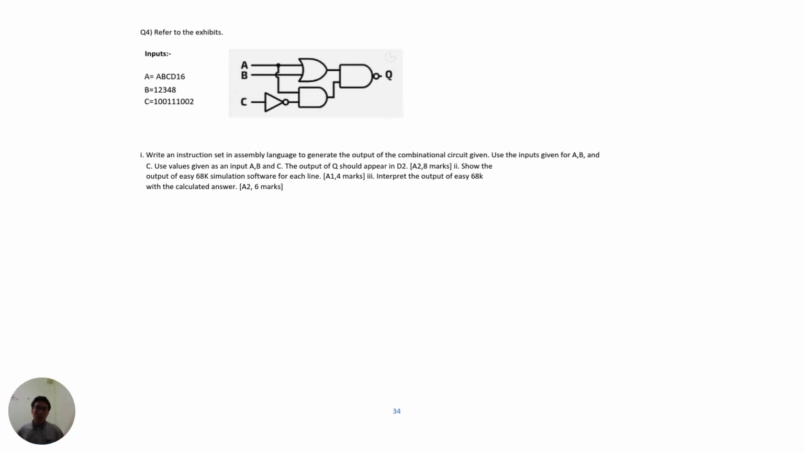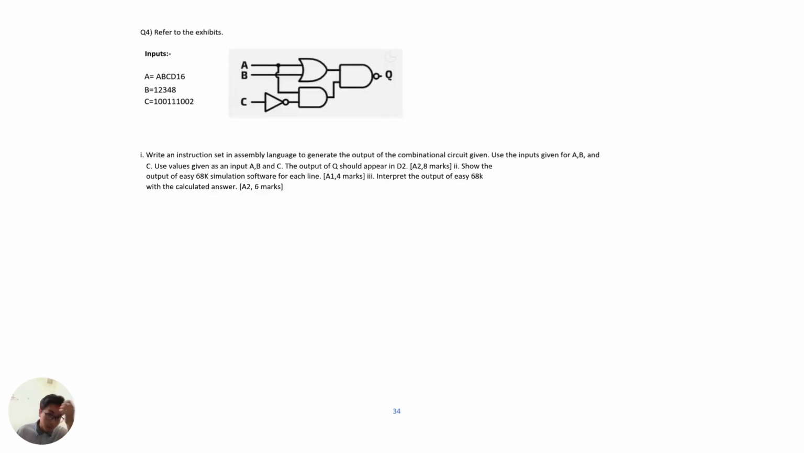So here we're going to do the AND operation, sorry, not AND. We're going to do the OR operation for A and B. A is ABCD. B is 1234. Then we're going to convert these two into binary form. After that, we will perform the OR operation with the result ABDD stored in D1.